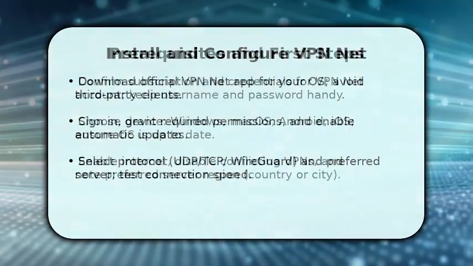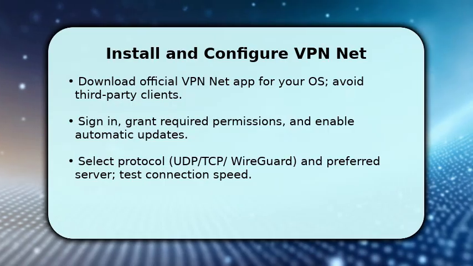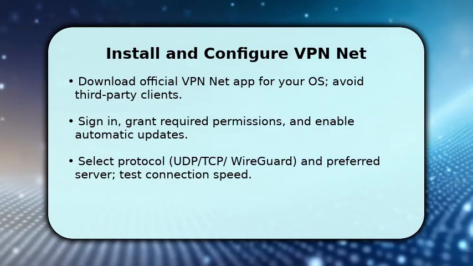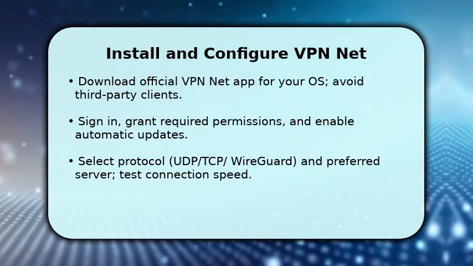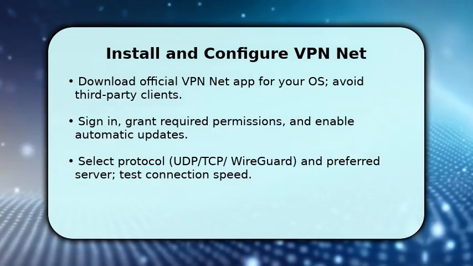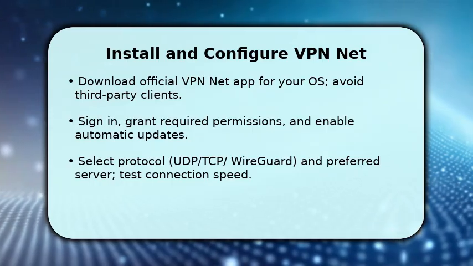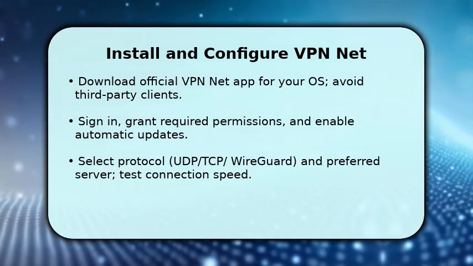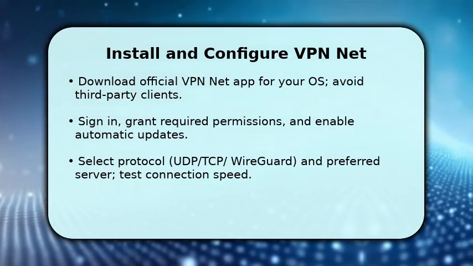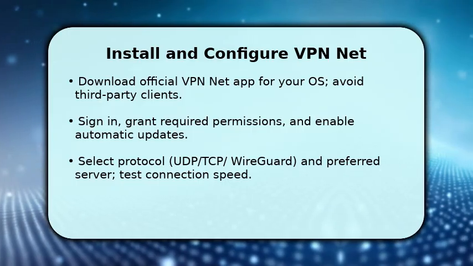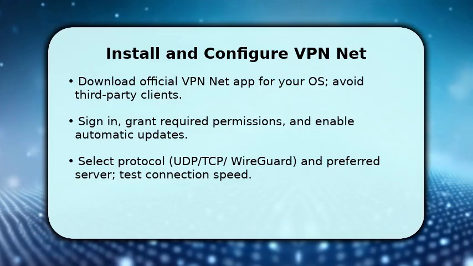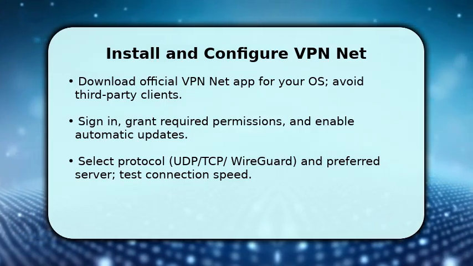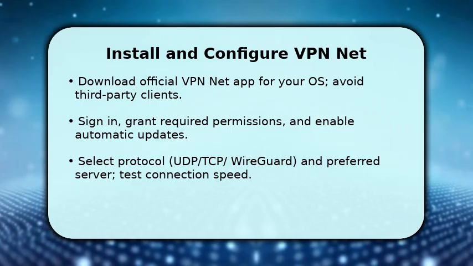You now install the official VPN Net application and sign in with your credentials, granting only the permissions it requires. Next, choose a protocol, UDP for speed, TCP for stability, or WireGuard for modern balance of both. Make that selection in settings and save it. Then pick a server in the region you need and run a quick speed test to compare latency and throughput. If it's slow, try a nearby city or a less crowded server until performance matches your needs.